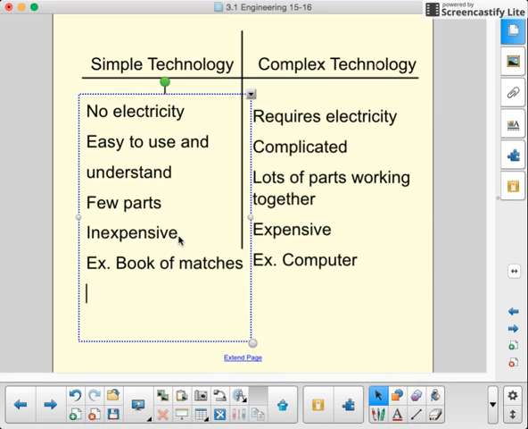Things that you didn't need to read an instruction manual to figure out. You didn't need to watch a video on YouTube. Where complex technology, I don't think I will ever understand all of the things that happen in my iPhone that allow it to work. It's like magic to me. So complex technology, those are things that you probably couldn't figure out on your own and that you spent a lot more money on. There are a lot of parts that you can't see when you just look at it.